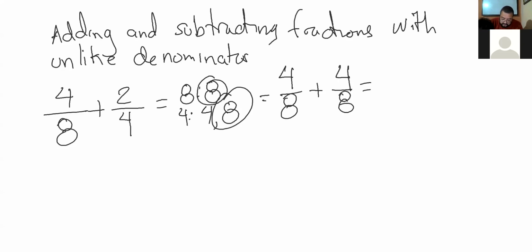So we're going to copy the denominator, that is 8, and add 4 plus 4. 4 plus 4 equals 8. Remember that I told you when we have the same number in the numerator and the denominator, the answer is going to be 1.